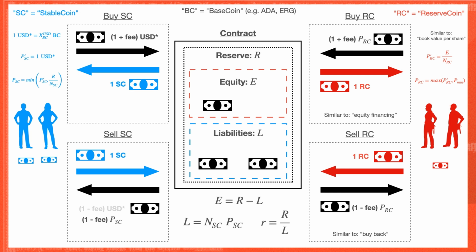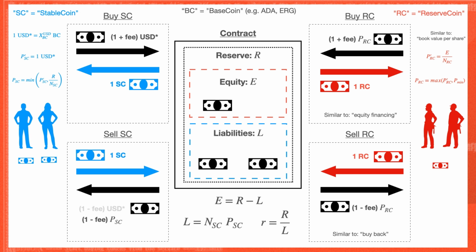Okay, now these four operations, buying and selling stable coins and reserve coins, are not always allowed. So we have a quantity that we call reserve ratio, which is basically the reserve divided by the liabilities. Two of these actions increase the reserve ratio, and two of these actions decrease the reserve ratio. So for example, if you sell reserve coins, you are decreasing the reserve ratio. And we don't want to allow the reserve ratio to become too low, right?